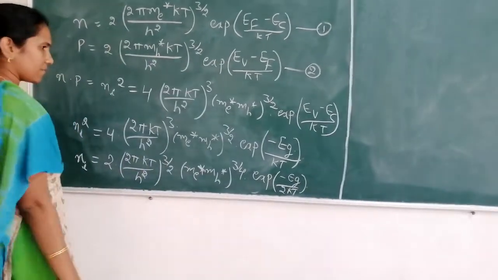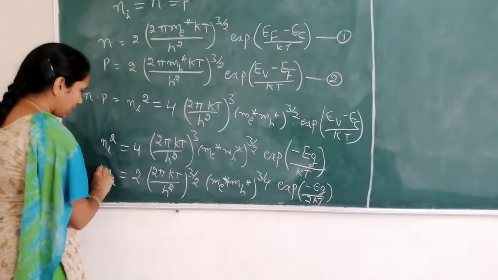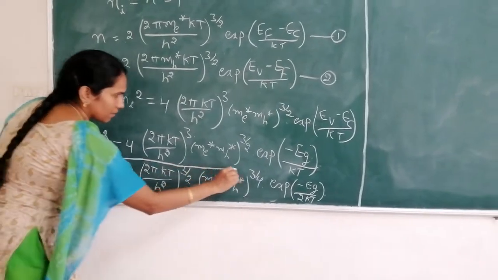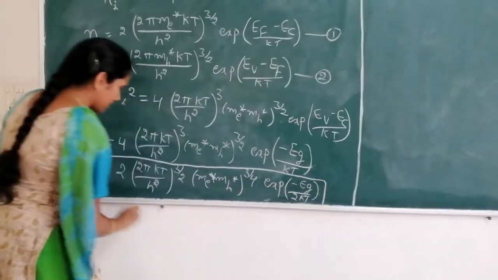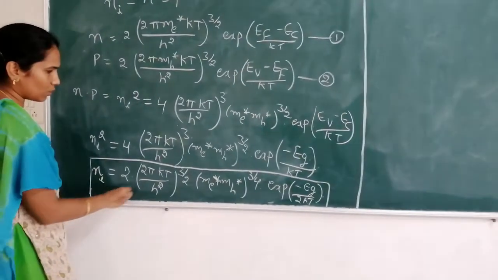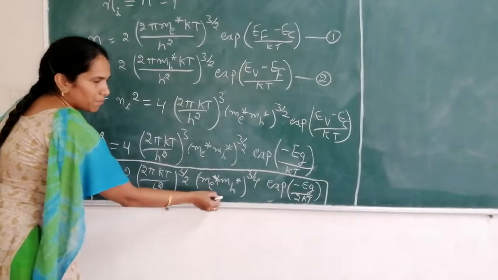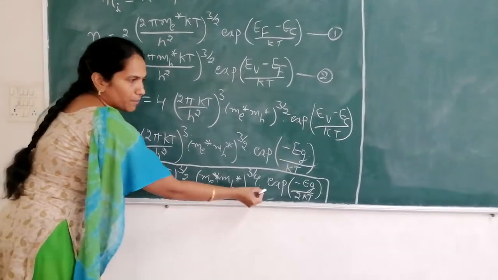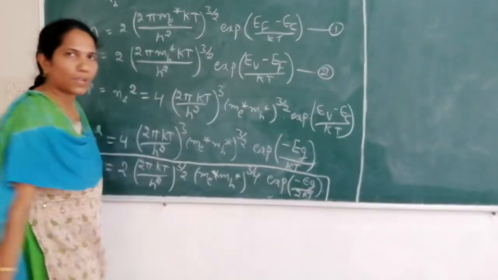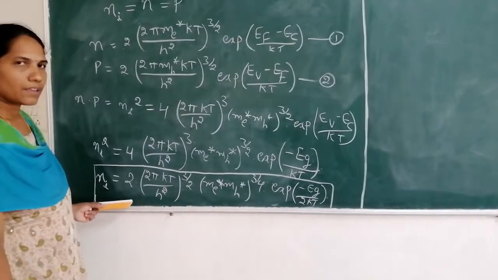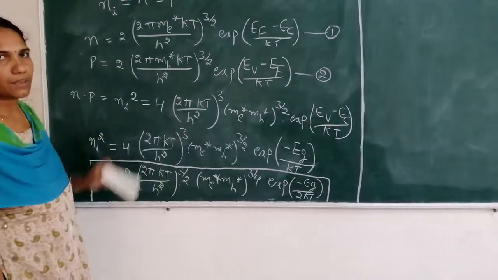Now this is the expression for carrier concentration for intrinsic semiconductors. For intrinsic semiconductors, the carrier concentration is 2 into (2 pi kT by h square) whole power 3 by 2, (Me star Mh star) whole power 3 by 4, exponential of minus Eg by 2kT. This is the expression for carrier concentration in intrinsic semiconductors.